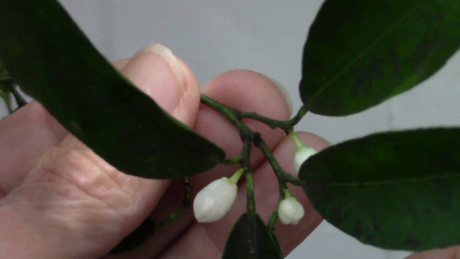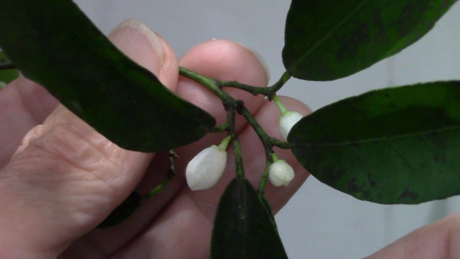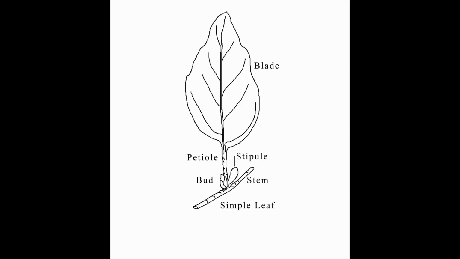At the base of a leaf is a bud for a new stem or flower. The stem of the leaf is called the petiole, and the flat part of the leaf is called the blade. The petiole may be flattened or have wings or ridges. A wing-like growth called a stipule may form at the base of the petiole. A leaf or leaflet without a petiole is sessile.